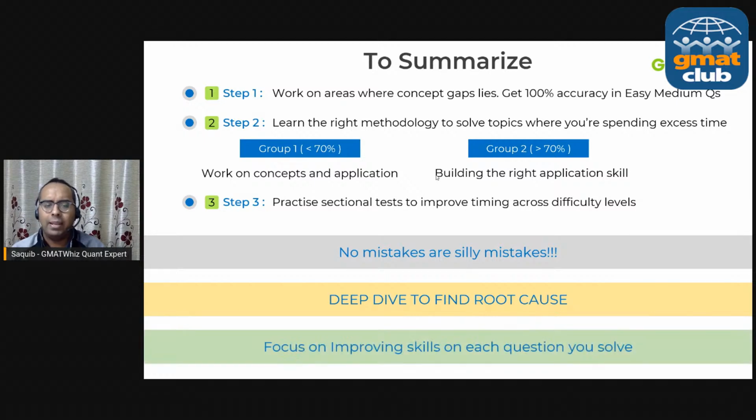Okay. And finally, if you focus on improving your skills on each question, question by question, you'll automatically realize that you will be reducing your time a lot. Understand this: a question becomes difficult only when you don't know how to solve it. The moment you know the methodology, it becomes easy, right? And most of the questions in GMAT, out of 31, I'm telling you, 50 to 60% of the questions will almost be testing the same kind of application.